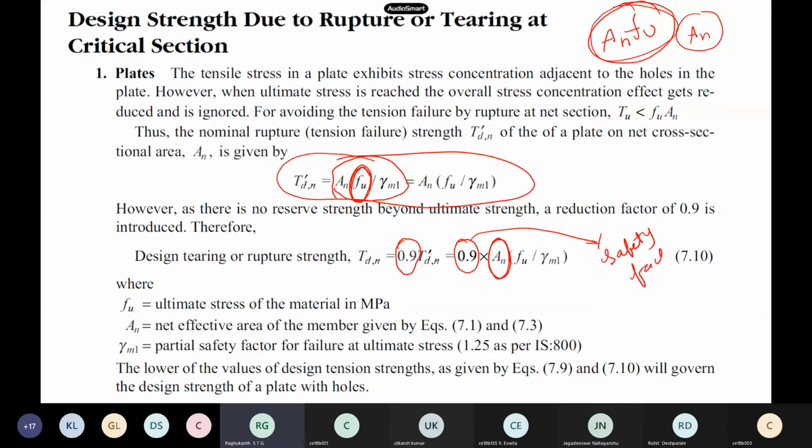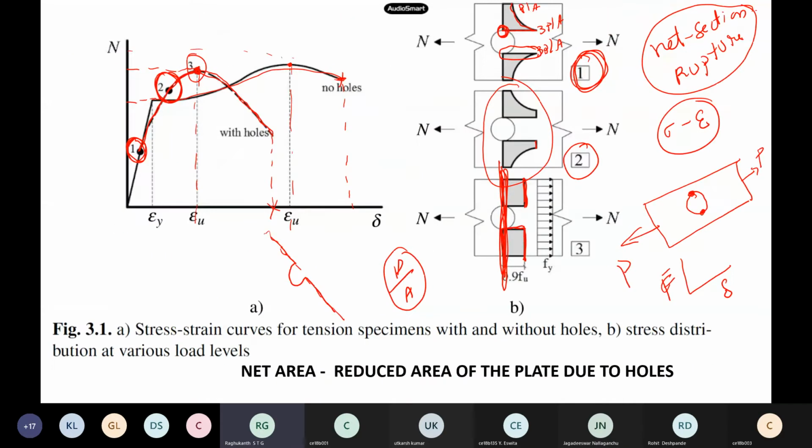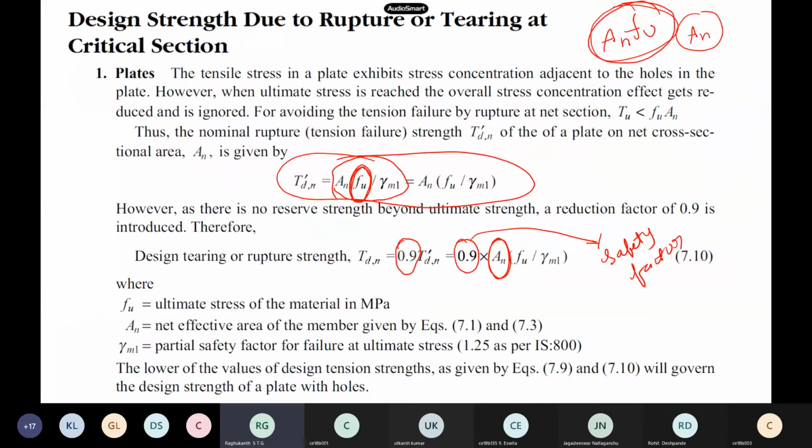So our failure is not at Fu, it is at 0.9 times Fu. Somewhere here is our failure point. This is the criterion. This 0.9 is a 10% margin we are giving, because if you reach Fu, it doesn't have any reserve strength, and suddenly it collapses. So to give a little factor of safety, we say 0.9 times Fu, because it doesn't have any unreserved strength if you go to Fu. This is why we take 0.9 times Fu and An. This is how we calculate.